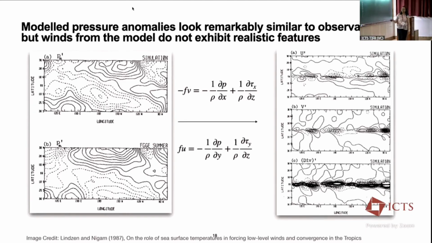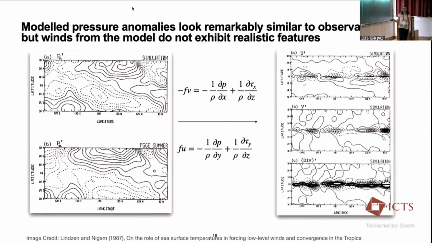And then they used the pressure that came out of their simulation and plugged it into the Ekman balance model and looked at the winds. And you don't have to know much. So this is the anomaly in the zonal wind. This is the meridional wind, and this is low-level convergence.